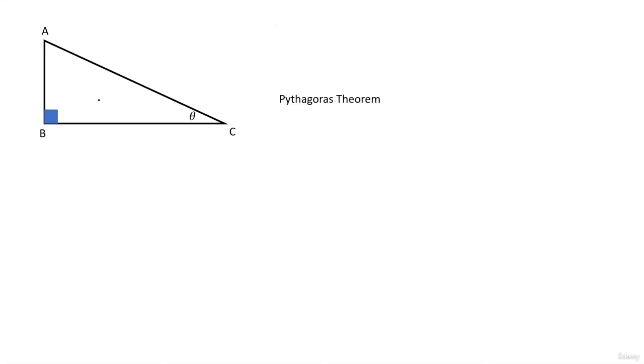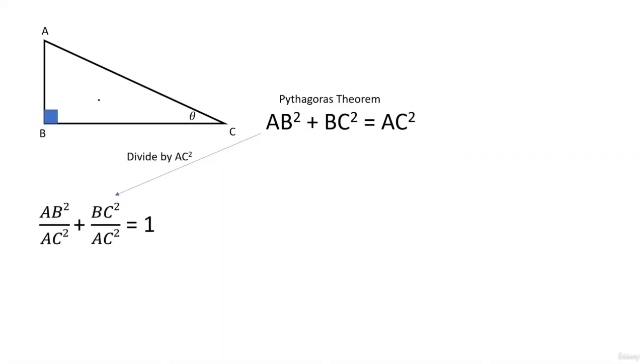What we'll do is write the Pythagoras theorem for this given triangle, that is AB square plus BC square is equal to AC square. Now I have three sides, AB, BC, and AC. So I will start by dividing the entire equation by AC square first. When you divide the entire equation by AC square, you have AB square upon AC square plus BC square upon AC square equal to 1.